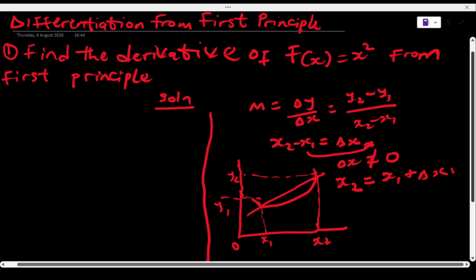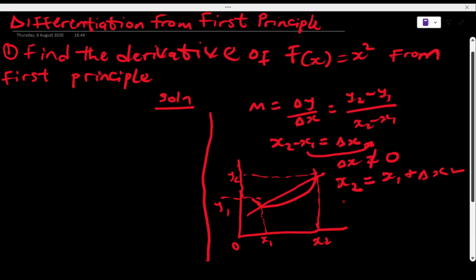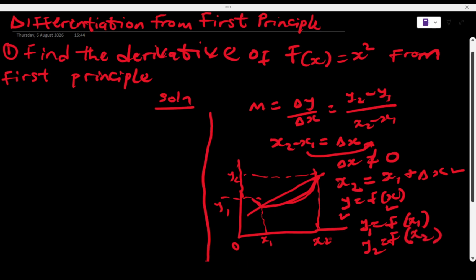Now, our x2 is equal to x1 plus change in x. But don't forget, the equation of this curve is y equal to f of x. That means f of x is the same thing as y. So our y can also be f of x. If it is x1, it will be y1, so y2 will be f of x2. They are the same thing. And don't forget, this x2 is the same thing as this value. So therefore, we are going to do it like this here.